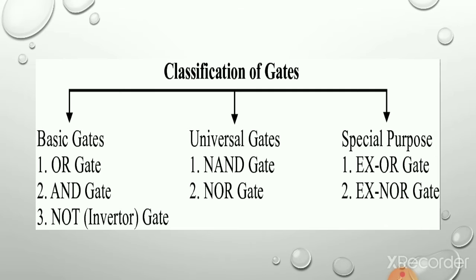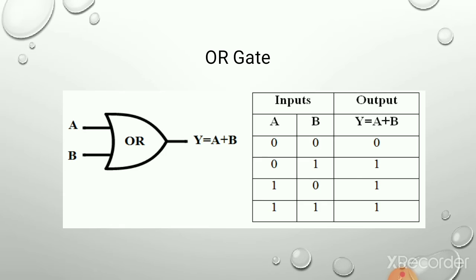This is the classification of logic gates. First is basic gate. In that, OR gate, AND gate, NOT gate are the types of basic gates. Second one is universal gate. NAND gate and NOR gate are the universal gates. And next is derived gate, which is also called special purpose. In that, XOR and XNOR gates are the types of special purpose gates. Let's see in detail.